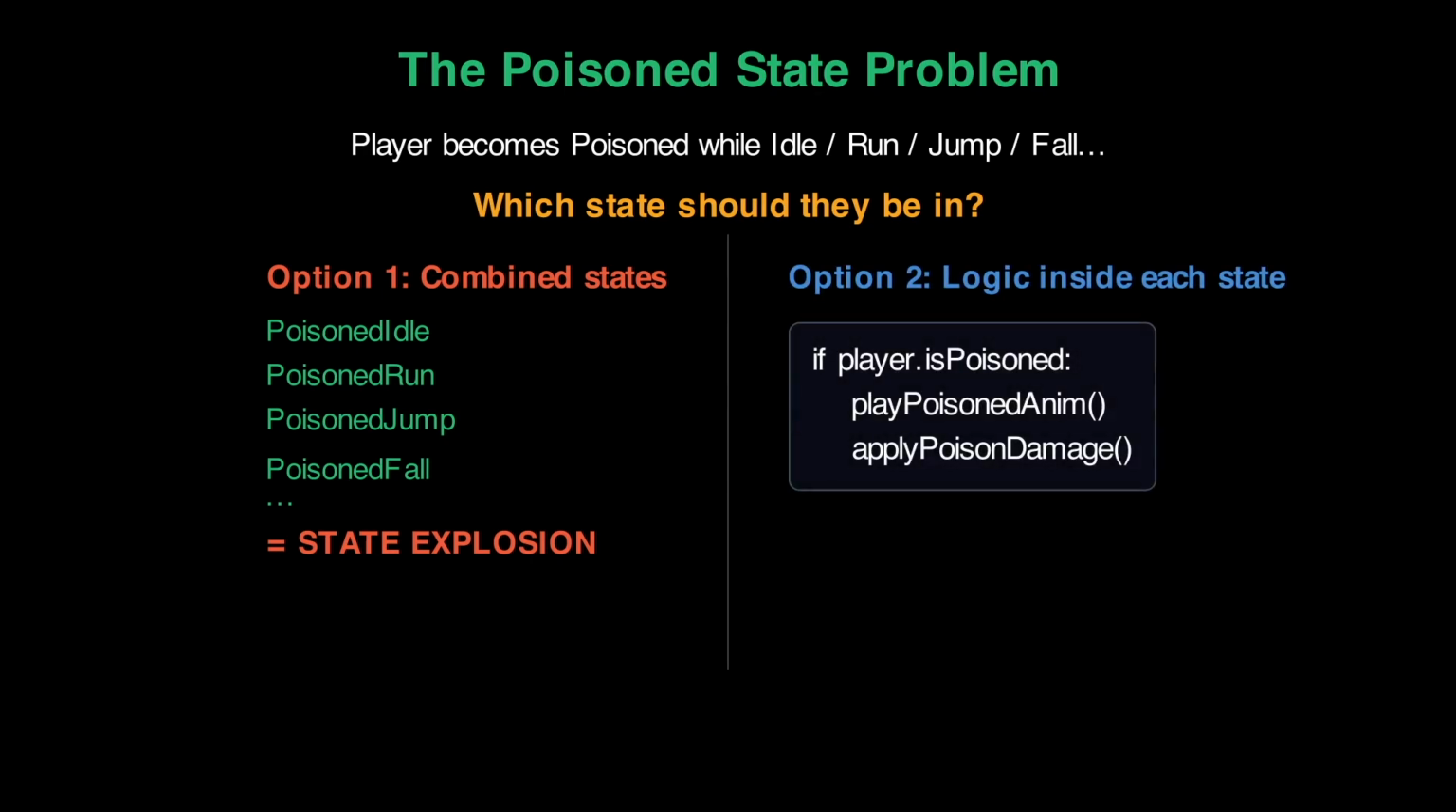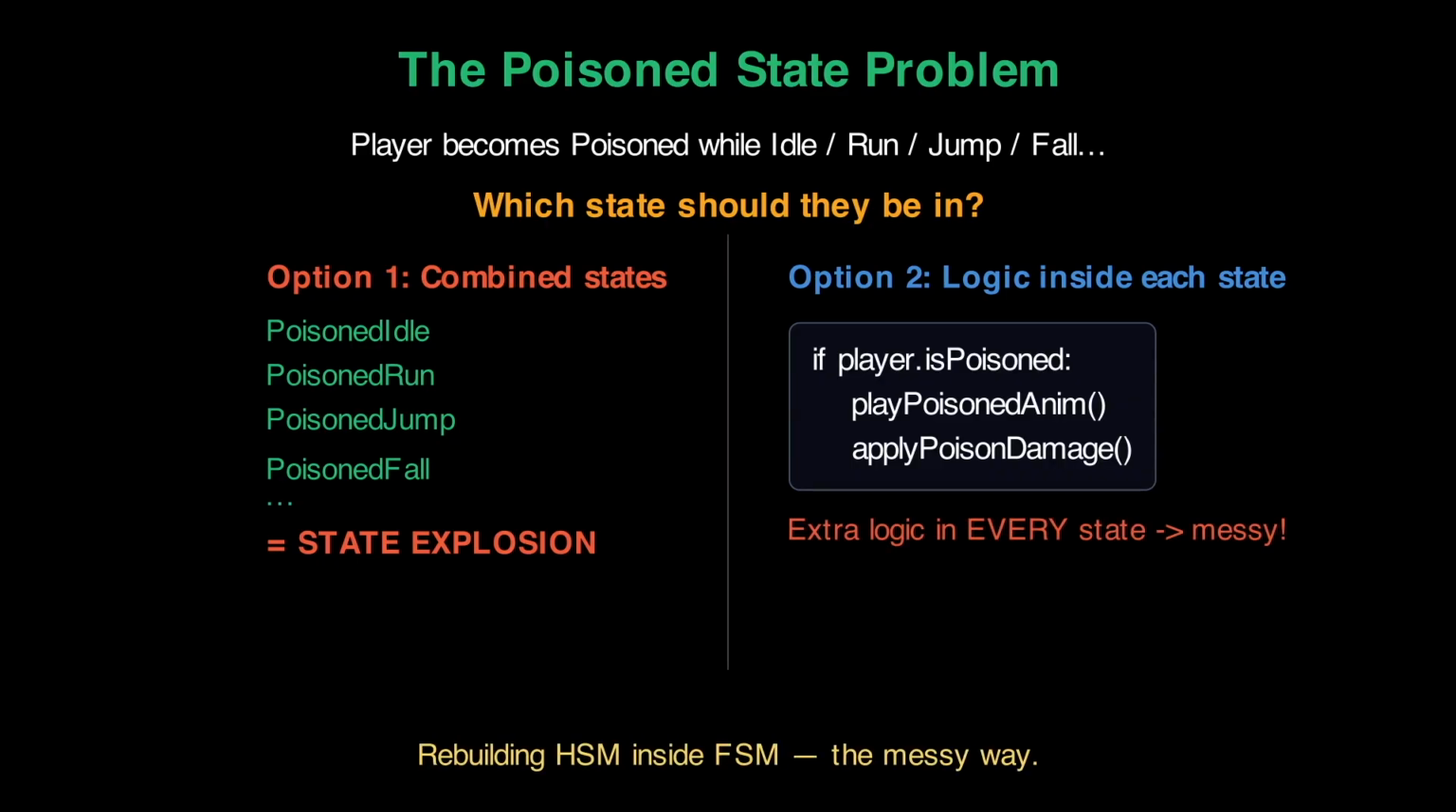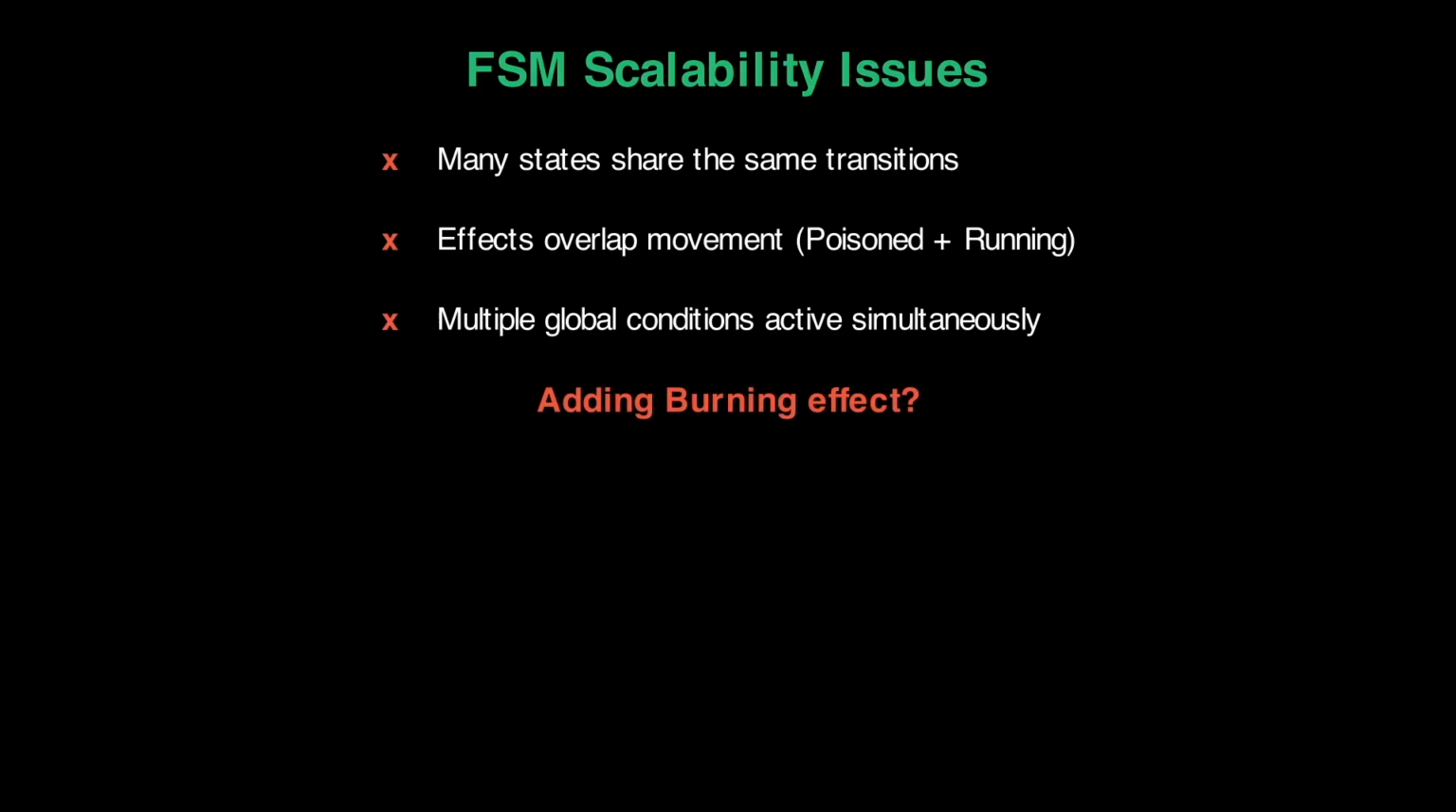Option 2 is to keep the original state and add conditions inside it. But now every state contains extra conditional logic. At this point, you are essentially rebuilding a hierarchical state machine inside an FSM, but in a messy and fragile way. Because of this, FSM does not scale well. For example, imagine adding another effect like burning. You would need to duplicate the logic again, or create even more combined states. Maintenance quickly becomes a nightmare. FSMs especially struggle when many states share the same transitions, effects overlap movement, and multiple conditions are active at the same time.